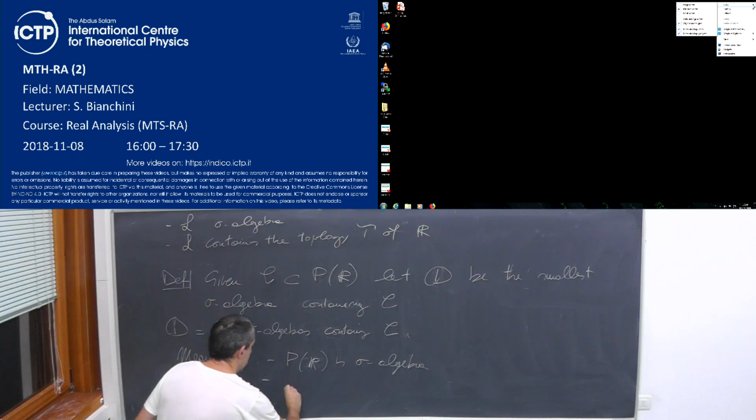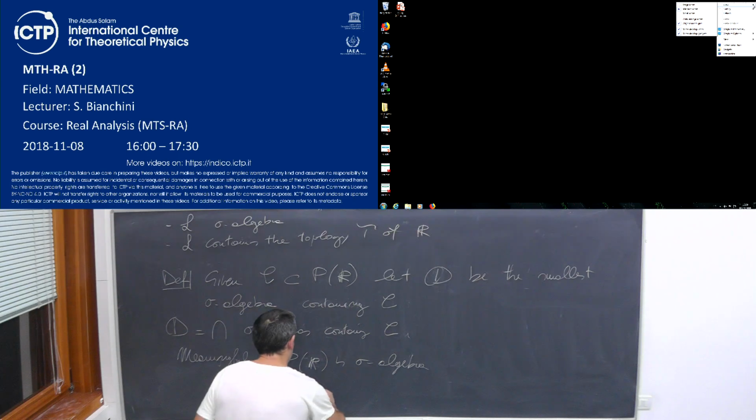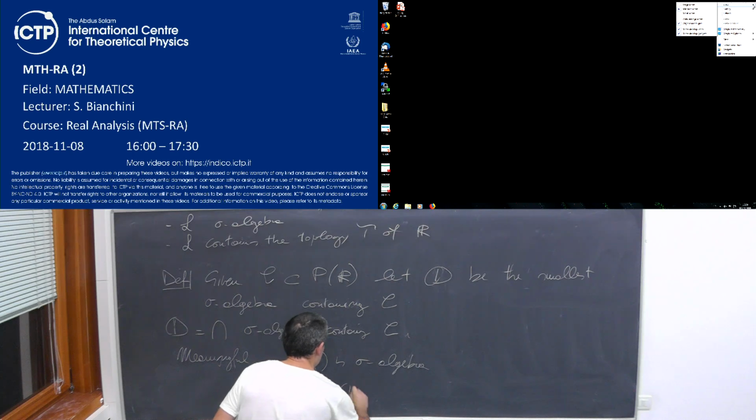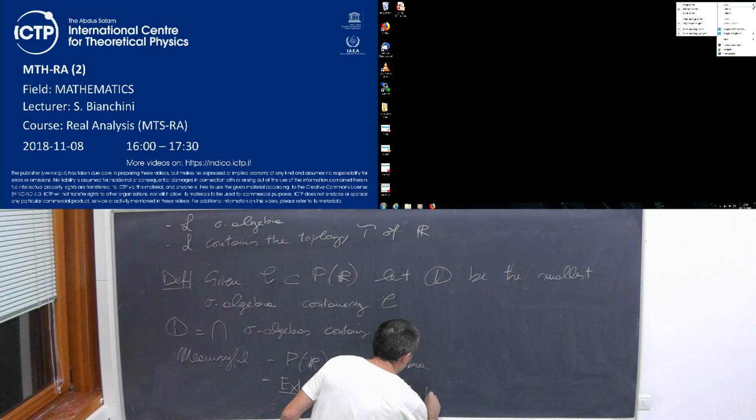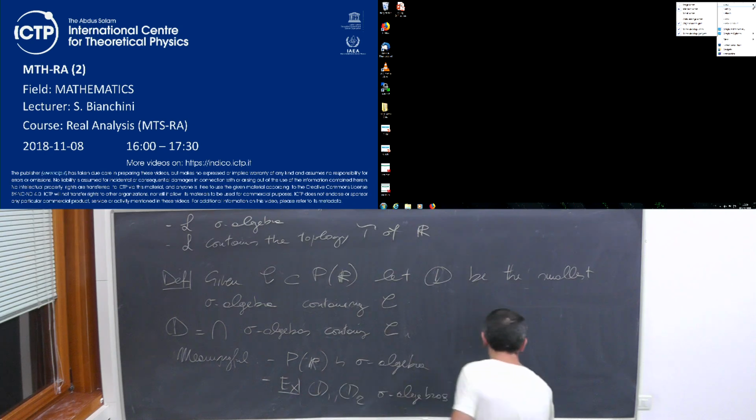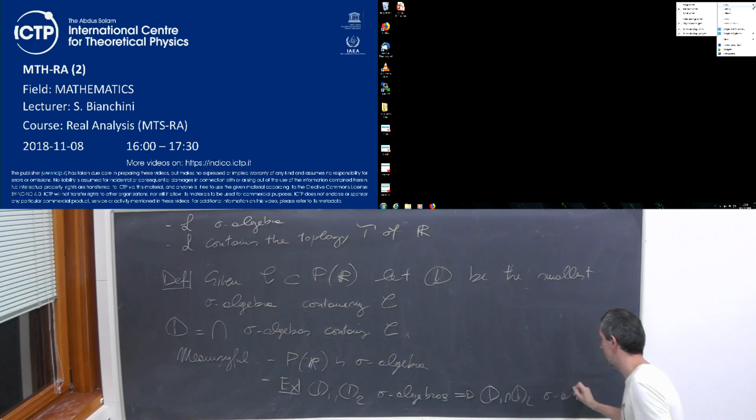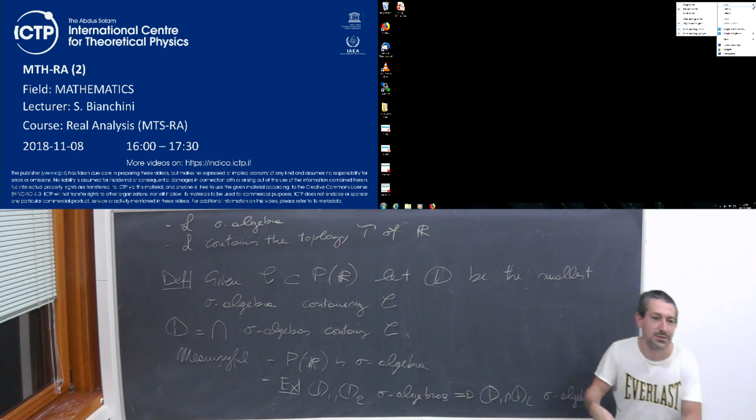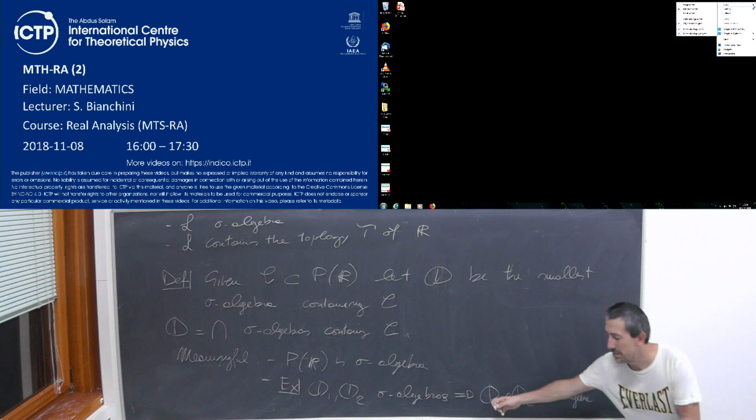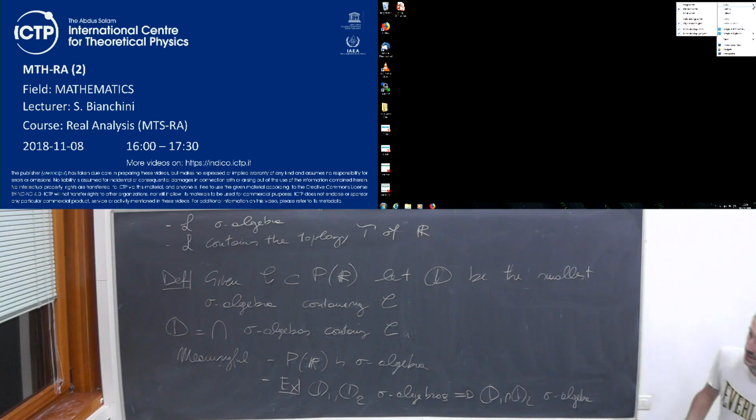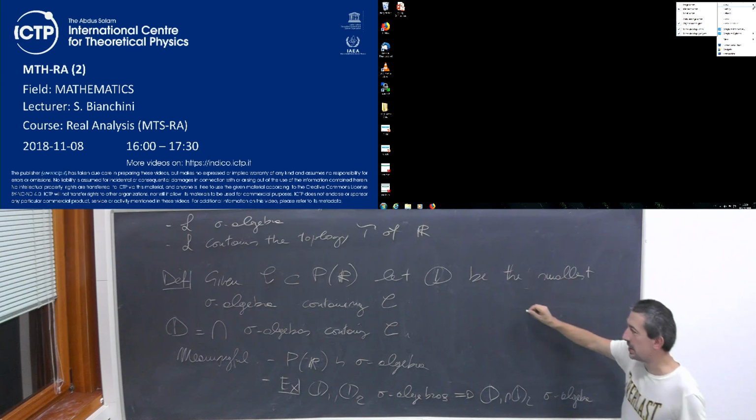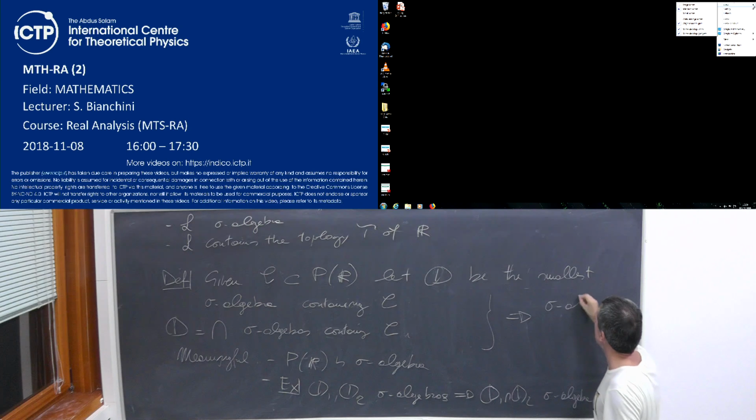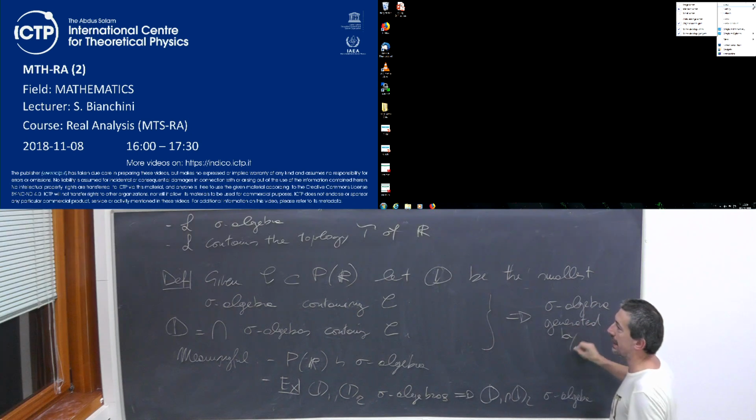And moreover, this is an exercise: if, let's say, D1, D2 are sigma algebras, then the intersection of D1 and D2 is a sigma algebra. Well, this is very easy, no? Because they are closed with respect to the same kind of operations. So if you take two sets which are in both, then whatever operation you apply, you get another set which is in both, because they're closed. So, very clear. This smallest sigma algebra is usually called the sigma algebra generated by C.